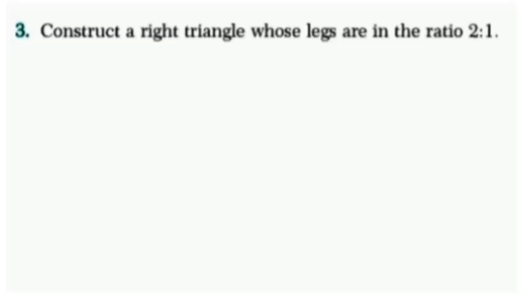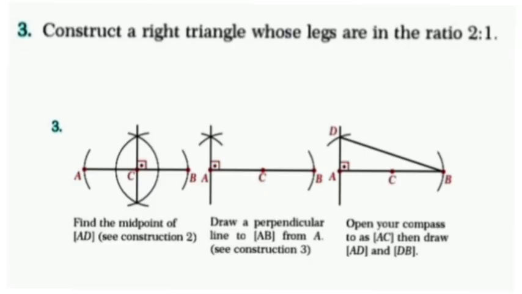Construct a right triangle whose legs are in the ratio 2 to 1. Find the midpoint of line segment ADC. Construction 2. Draw a perpendicular line to line segment AB from point A. See construction 3. Open your compass to line segment AC, then draw line segment AD and line segment DB.